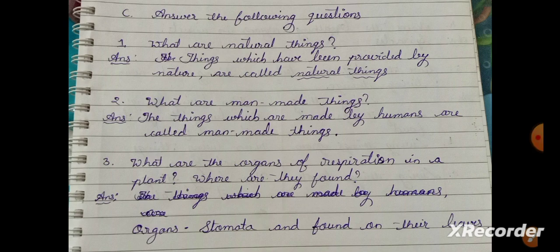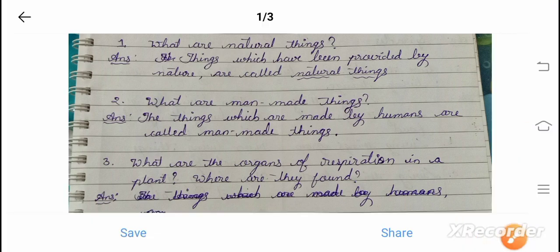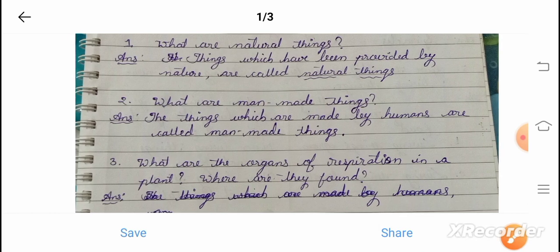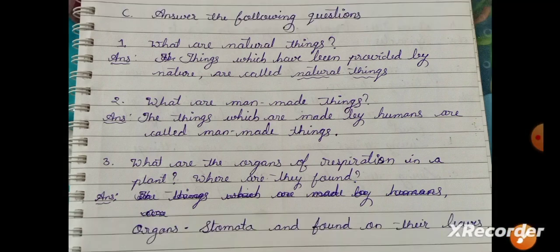So what are natural things? Things which have been provided by nature are called natural things. Okay. What are man-made things? The things which are made by man or humans, we say man-made things. Okay. Next. What are the organs of respiration in plants? The organ's name is stomata and they are found on the leaves.